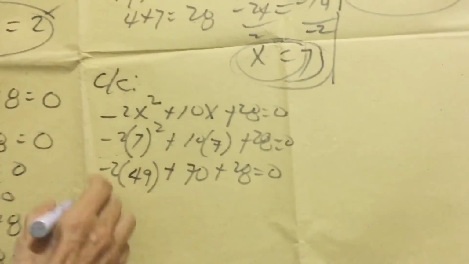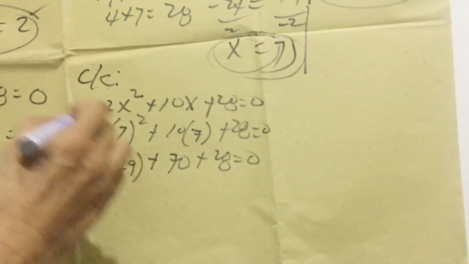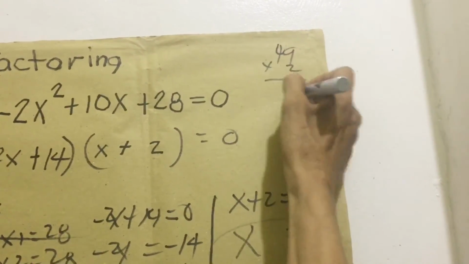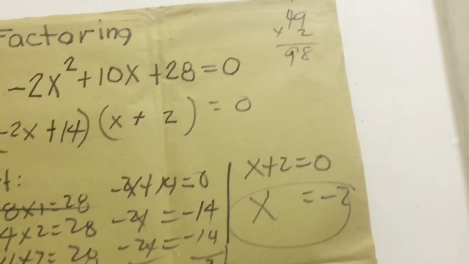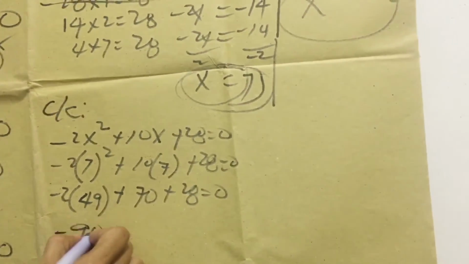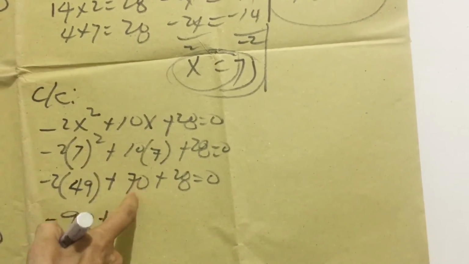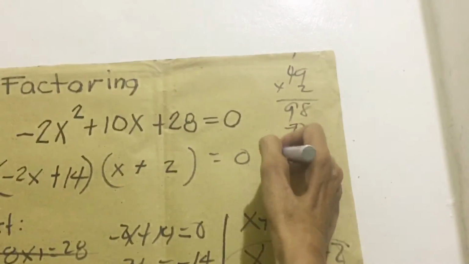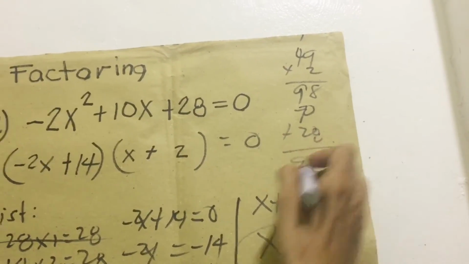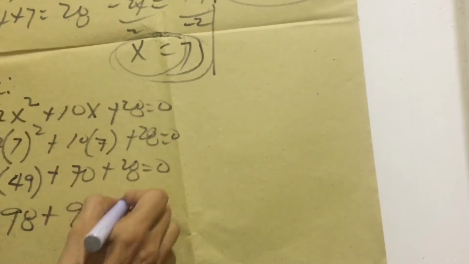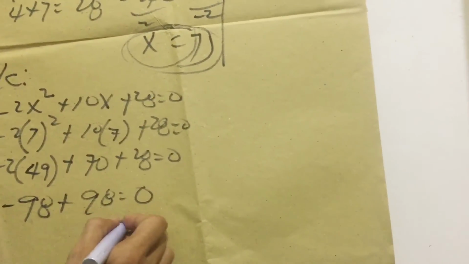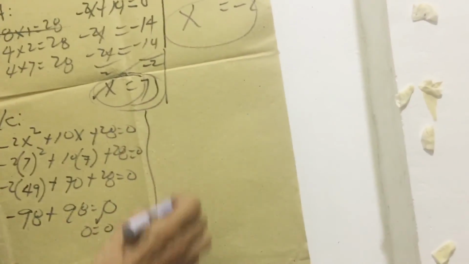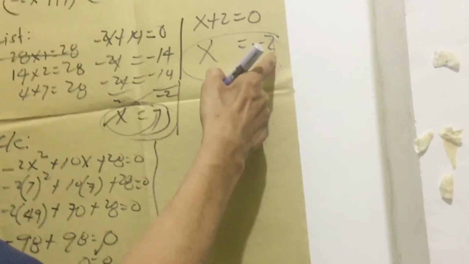Then 49 times 2, okay, we'll use this space. 49 times 2 is 98. We have now negative 98 plus 70 plus 28. 70 plus 28 equals 98. Okay, 0 minus 0 equals 0. Check. So therefore, x equals 7 is correct, a possible solution.